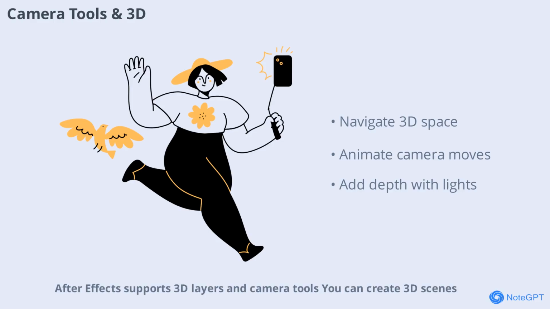After Effects supports 3D layers and camera tools. You can create 3D scenes, navigate with the unified camera tool, and animate camera movement for cinematic effects. For example, you might fly a camera through layers of text or create parallax effects for depth. Adding lights and shadows brings your 3D scenes to life.